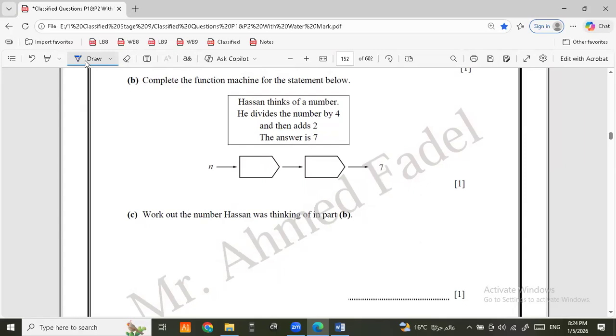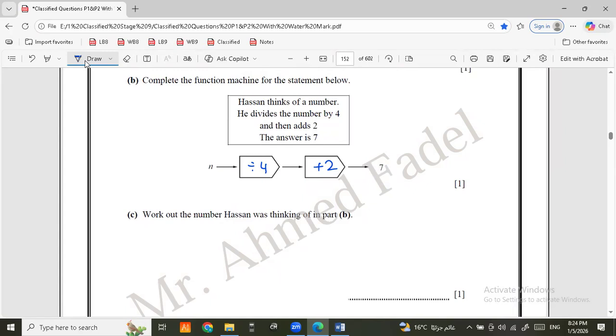Complete the function machine for the statement below. Hassan thinks of a number. He divides the number by 4, so divide by 4. And then adds 2. Then adds 2. The answer is 7. Work out the number Hassan was thinking of in part B.